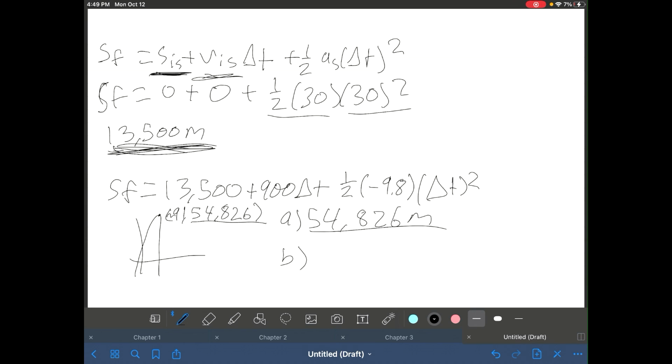And then for B, we find this point and we figure out how many seconds, which is represented by x. So our time, when we plot this out, intercepts the x-axis at 197.615. So our rocket hits the ground 197.6 seconds after launch.